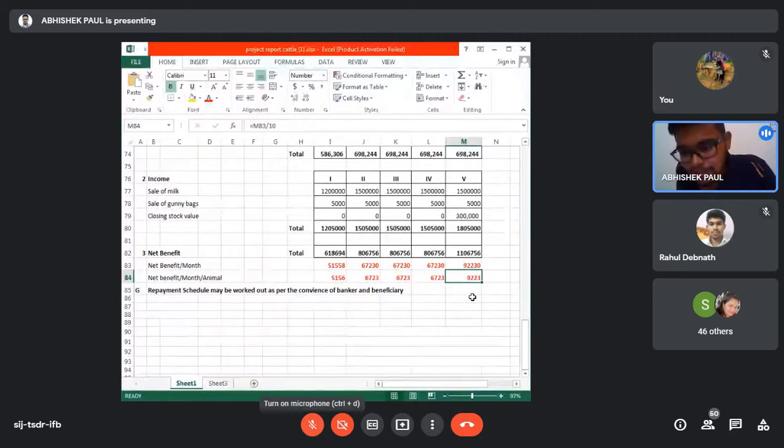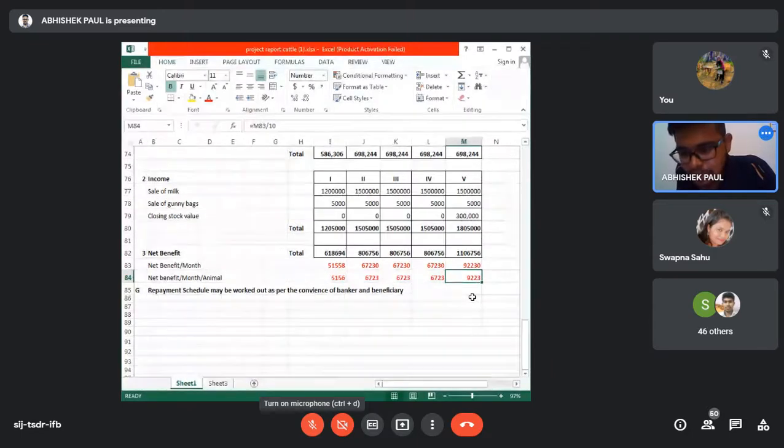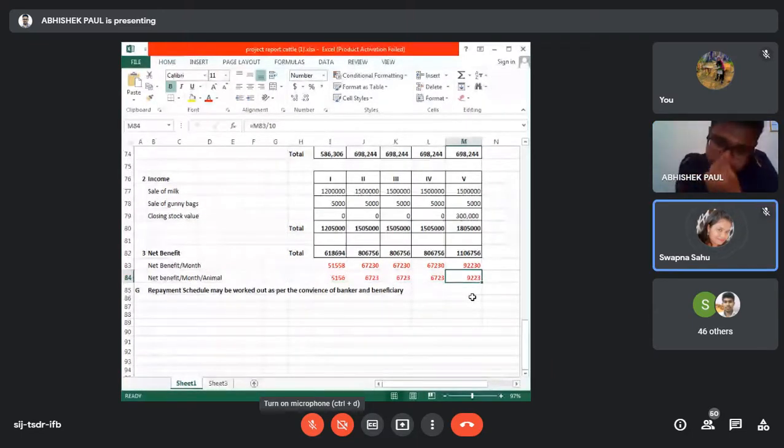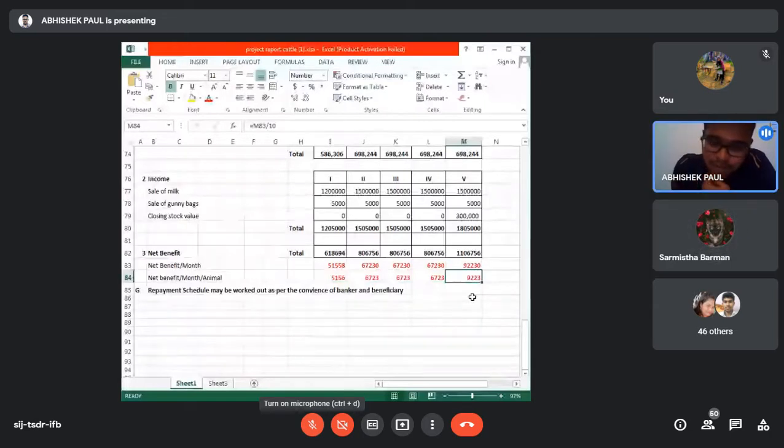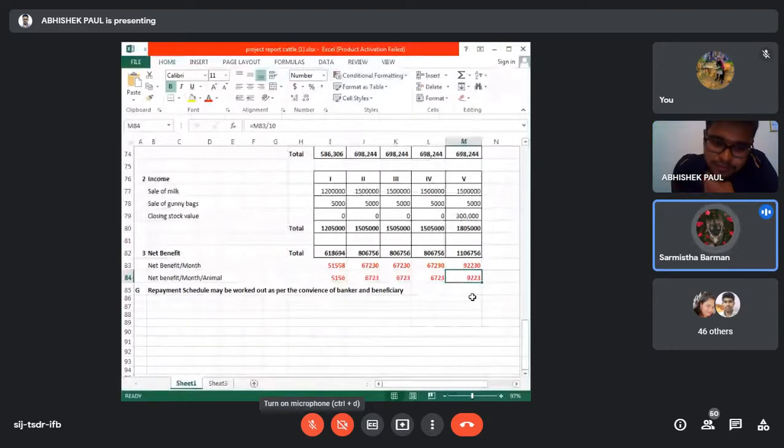Is it okay, Sapna? Yes, sir. What is the importance of doing this project formulation? Sir, to have benefits from all the inputs that we are giving, sir.